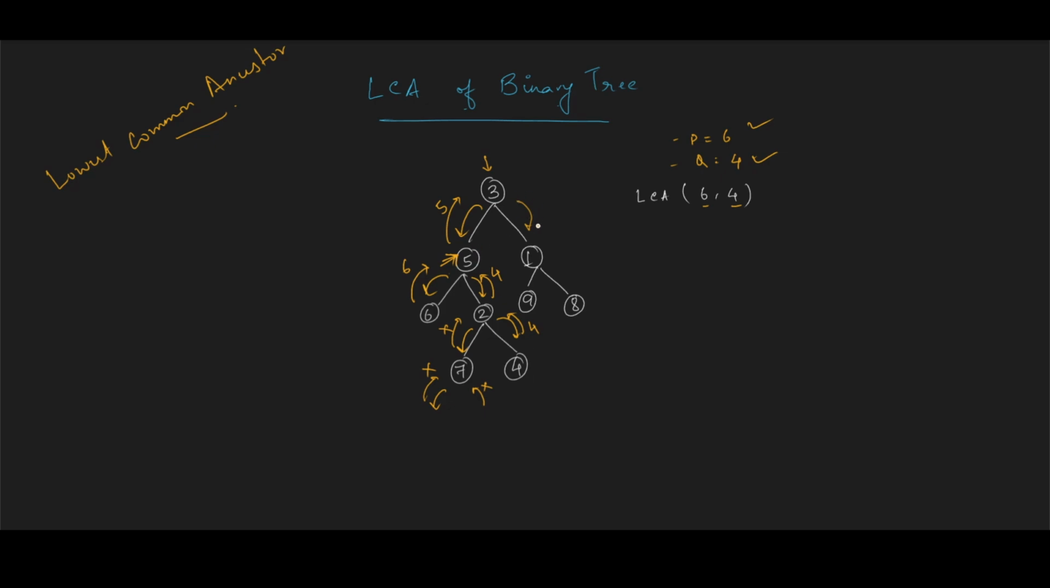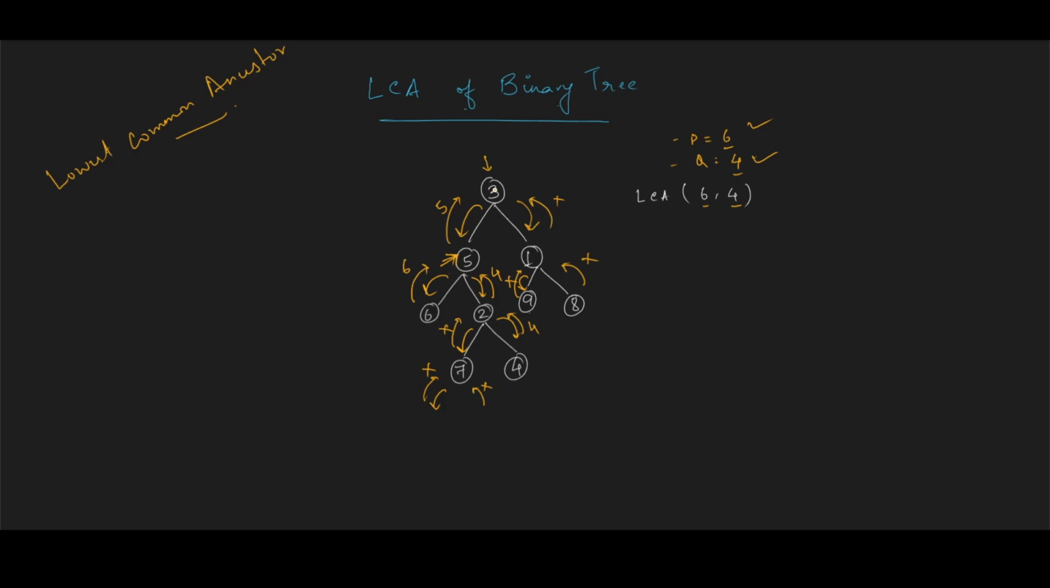Now we come to the right child of 3. So we have 1 here. 1 does not match 6 or 4, or P or Q, so we go further deep. We are at 9. 9 is a leaf, so it will get null from both left and right children. 9 is also not equal to P or Q, so from 9 we return null to 1. Similarly, from 8 we return null to 1. So 1 got null from its left child and null from its right child, so we simply return null.